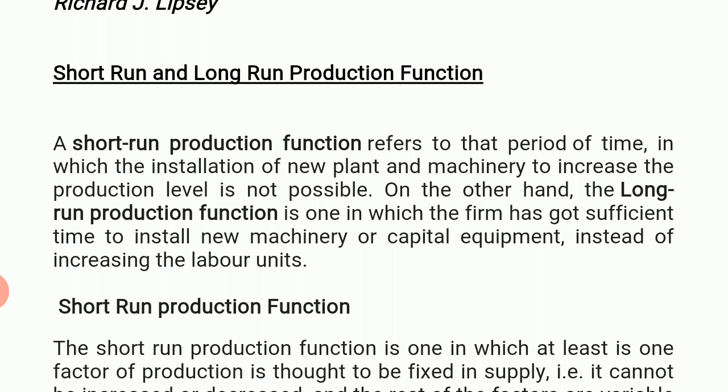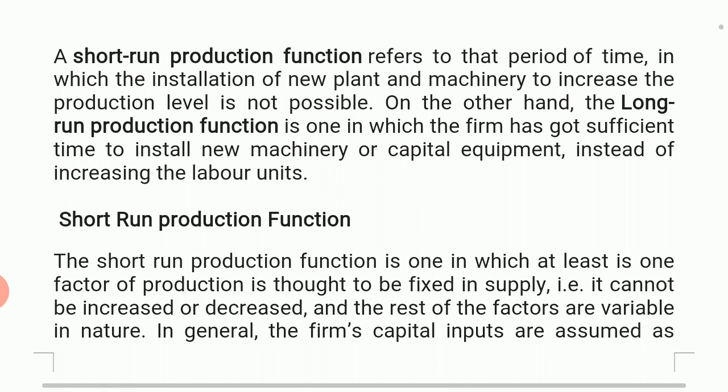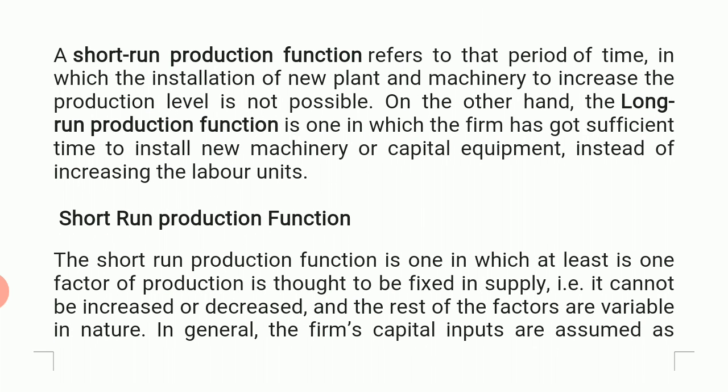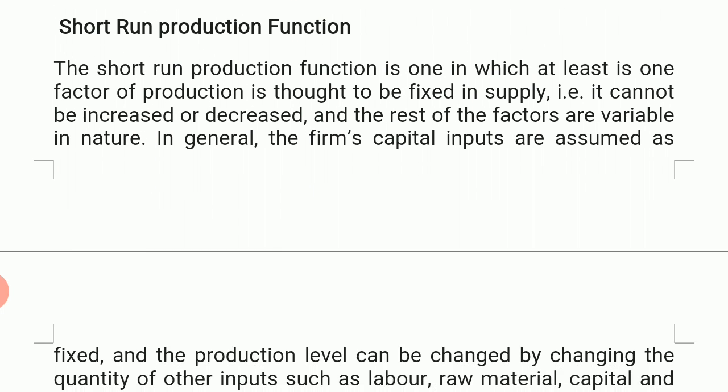Now, we are discussing short run and long run production function. There are two types of production function. One is short run and the second one is long run. A short run production function refers to that period of time in which the installation of new plant and machinery to increase the production level is not possible. On the other hand, the long run production function is one in which the firm has sufficient time to install new machinery or capital equipment instead of increasing the labor unit.